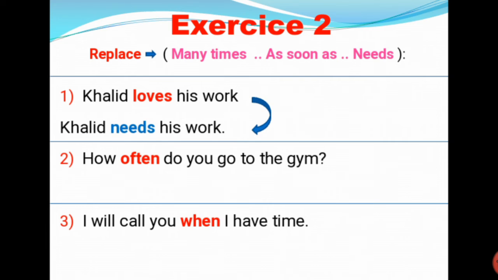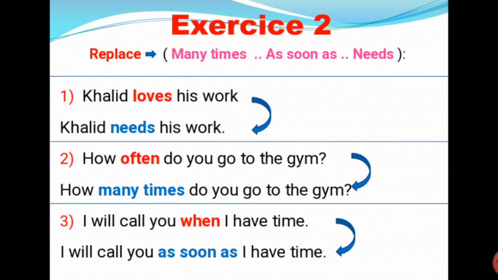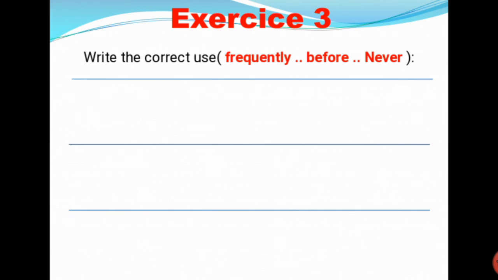Perfect. The second one: How often do you go to the gym? How many times do you go to the gym? Or how as soon as do you go to the gym? Or how needs do you go to the gym? It's definitely how many times, because it's more appropriate. Perfect. I will call you when I have time. I will call you many times I have time. I will call you as soon as I have time. Or I will call you needs I have time. Of course, the second one: I will call you as soon as I have time. This exercise is designed to make you think about this.